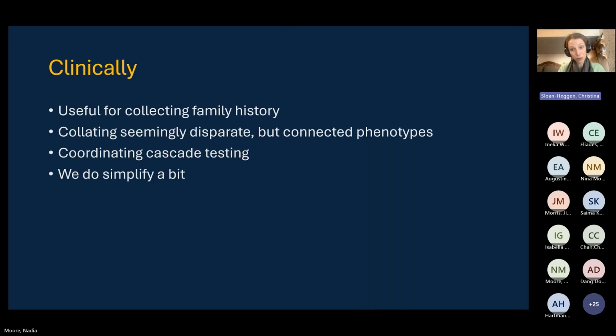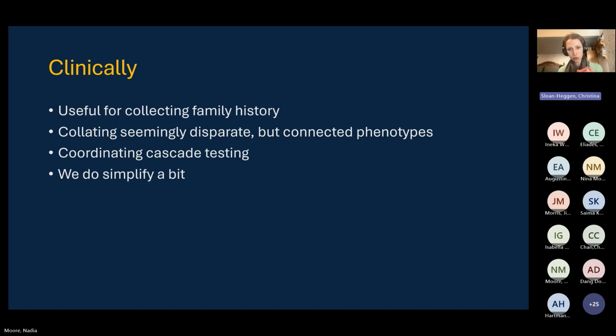Clinically, I would say my pedigrees are much more simple. I aim for a 3-generation pedigree when I can. Obviously, sometimes you have limited family data, especially if you're dealing with adoption or things like that, or if one side of the family is unknown. But it's really helpful in us trying to create a more comprehensive understanding of somebody's family history.